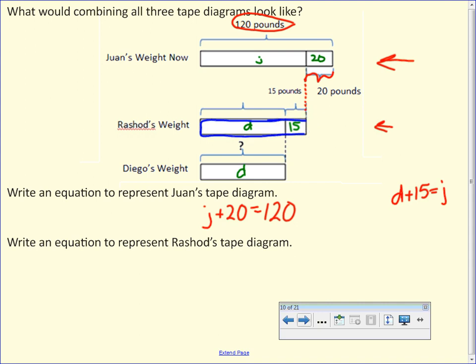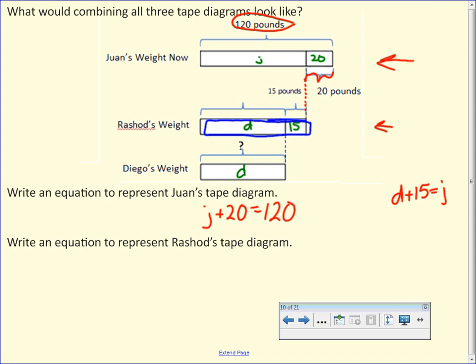Yes. How did you know to add on 20? Because I looked at my 3 tape diagrams side by side. That's why we stacked them on top of each other like that. Because I know that this equals that. And I know that J plus 20 equals 120.